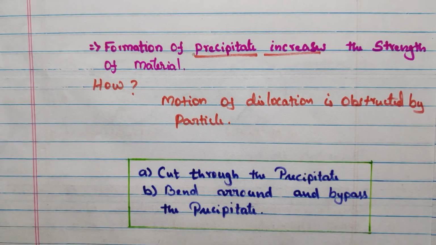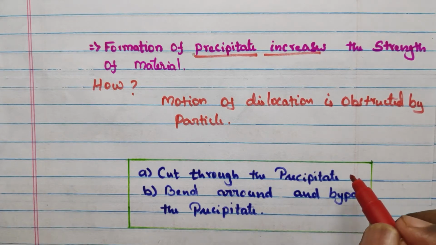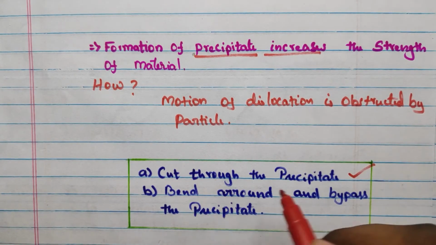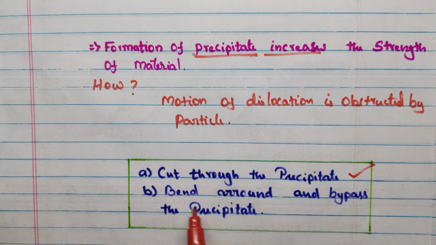I have shown them for your reference. The first one is cut through the precipitate, and the second one is bend around and bypass the precipitate. So first let me concentrate on cutting through the precipitate, and then we can move to bend around and bypass the precipitate.